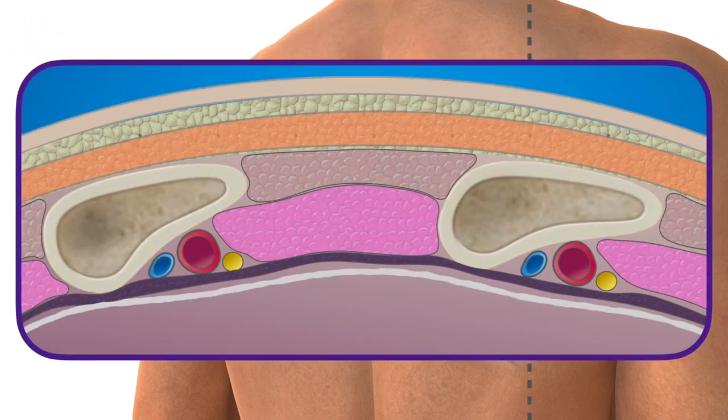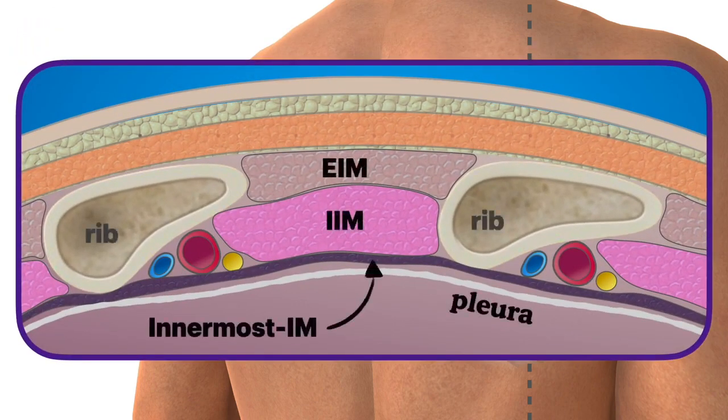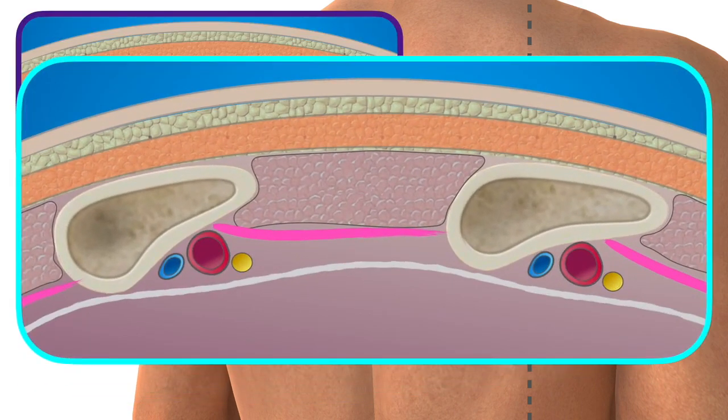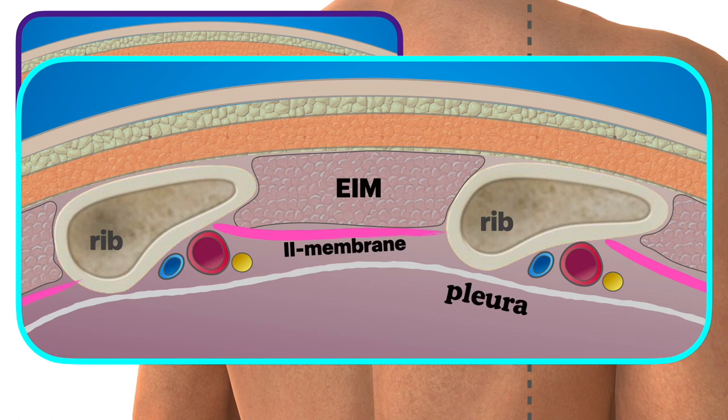Here's a different way of looking at that. Lateral to the angle of the rib, we see external and internal intercostal muscle, the neurovascular bundle, and the innermost muscle. Medial to the angle of the rib, we lose the internal and innermost muscles, leaving only the external intercostal muscle and the internal intercostal membrane.